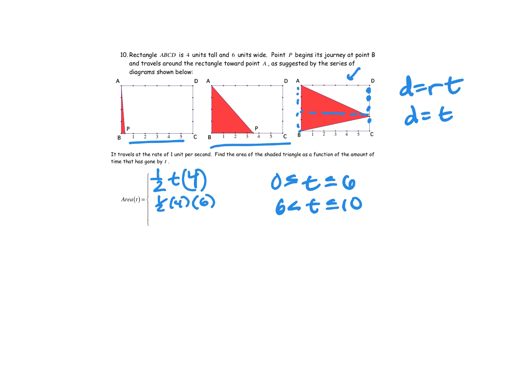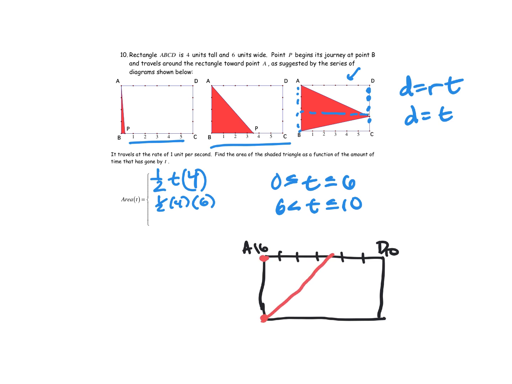Okay, and then the last piece is actually not depicted here, so I'll draw it in. So this would be after 10 seconds, and then I guess it's ending here at 16. So 1, 2, 3, 4, 5, 6. So this would be 16. This is 10. And let's just draw in this triangle here. There we go. All right, so something like this.